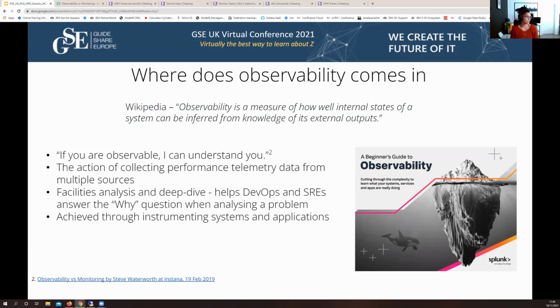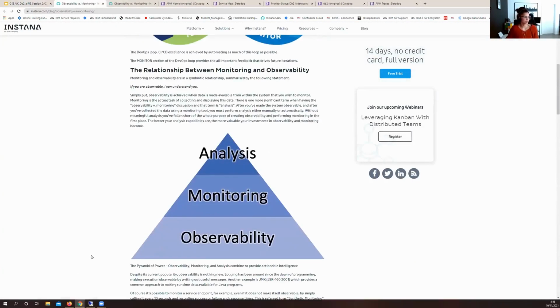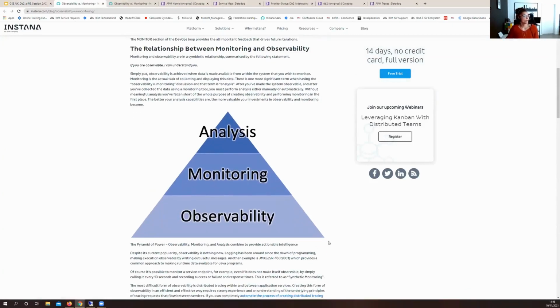Observability is a measure of how well internal states of a system can be inferred by knowledge of its external outputs. This was really well translated by Steve Waterworth from Instana: basically, if you are observable, I can understand you. I've also linked the article by Steve Waterworth here, which you can also get out of my slides after the session. But he used something called the pyramid of power, and that is exactly where observability falls into the realm of APM.